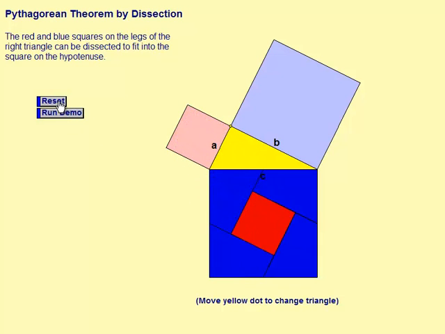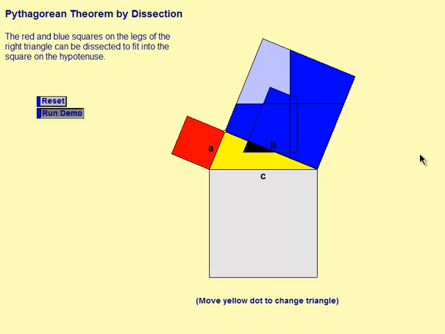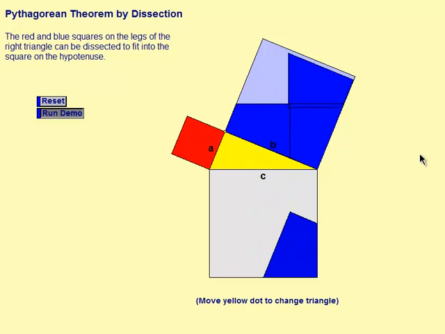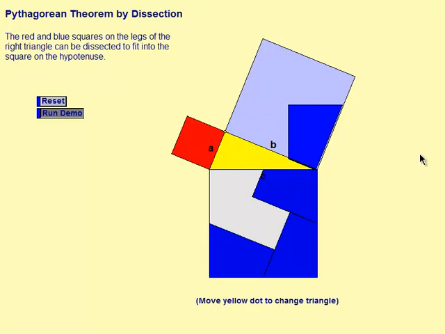Okay, let's do this one more time. If we change the shape of the triangle, the same thing is going to be true. This triangle stays a right triangle, by the way. So A and B are the legs, and A squared plus B squared should still equal C squared. And if we slice and rearrange, you'll find that that still stays true.